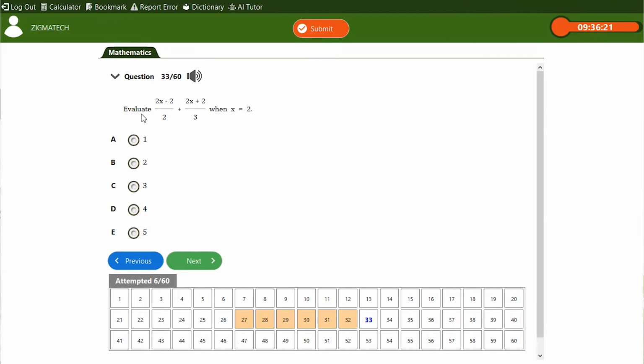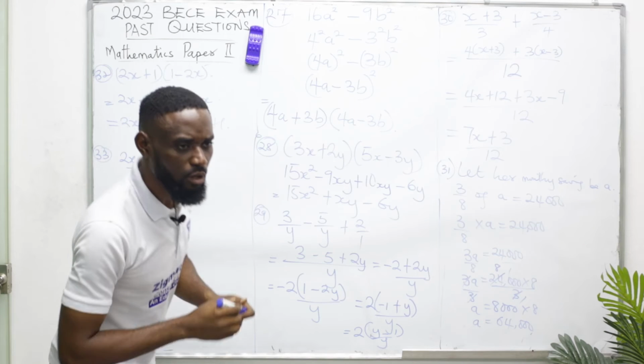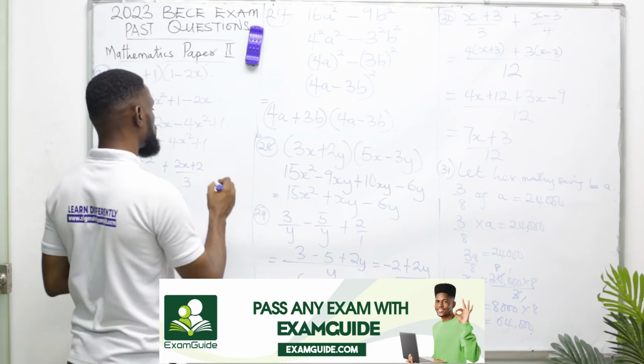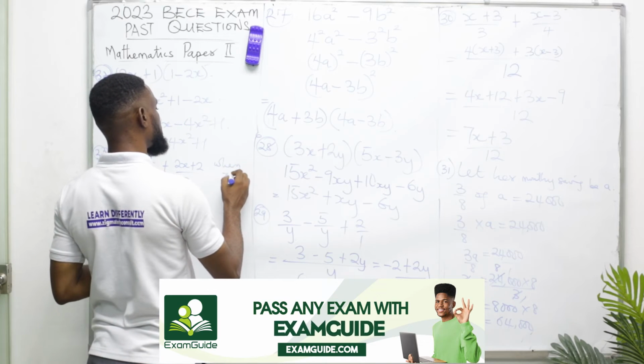Evaluate 33. Evaluate 2x minus 2 all over 2, plus 2x plus 2 all over 3, when x is equal to 2.